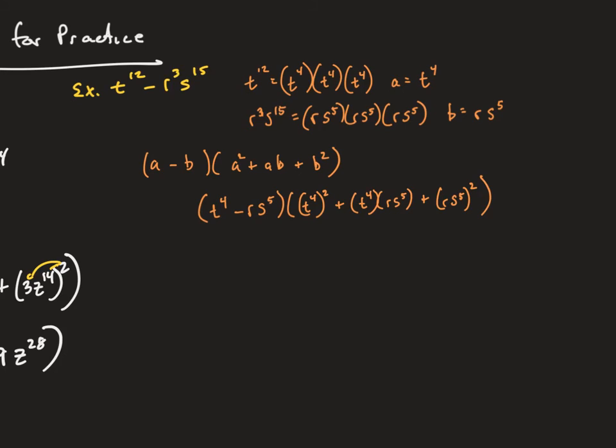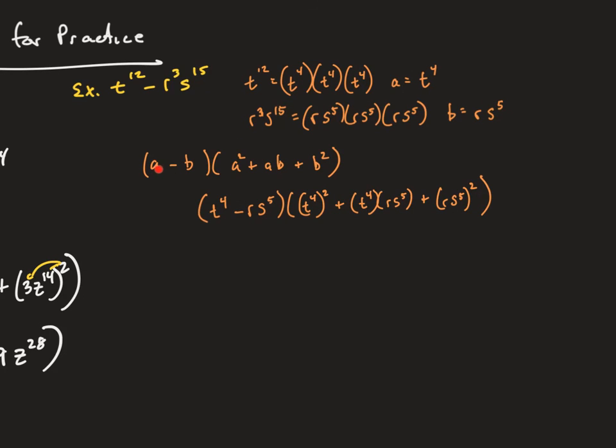Okay, I've gone ahead and done a little bit of work here. And I was able to say we have the difference of cubes because t to the 12th is actually t to the 4th times t to the 4th times t to the 4th. So that means that the factor I was looking for, a, is going to be t to the 4th. And then my b, I have r cubed s to the 15th. So that's the same thing as rs to the 5th times itself 3 times. So b is going to be rs to the 5th.